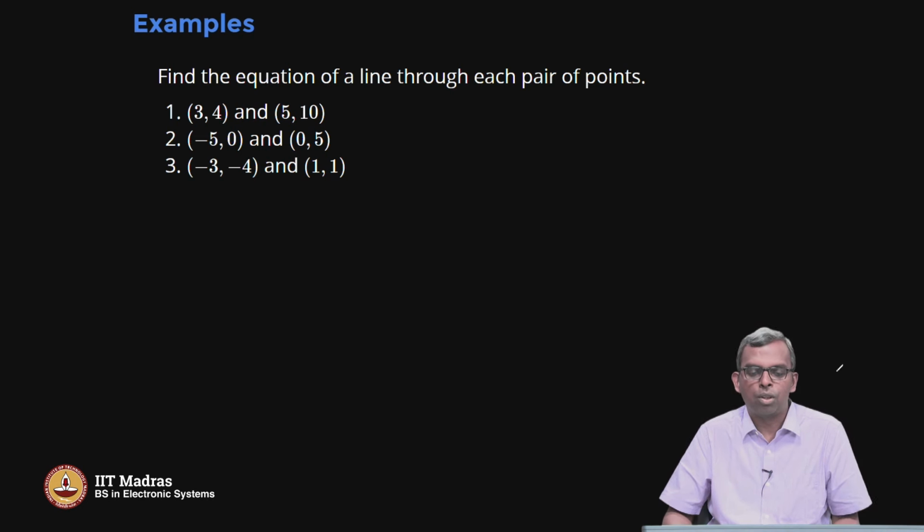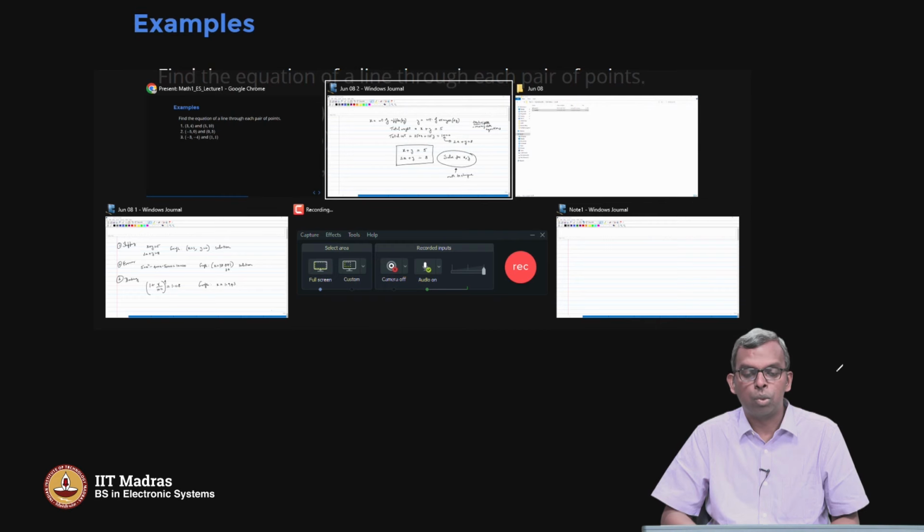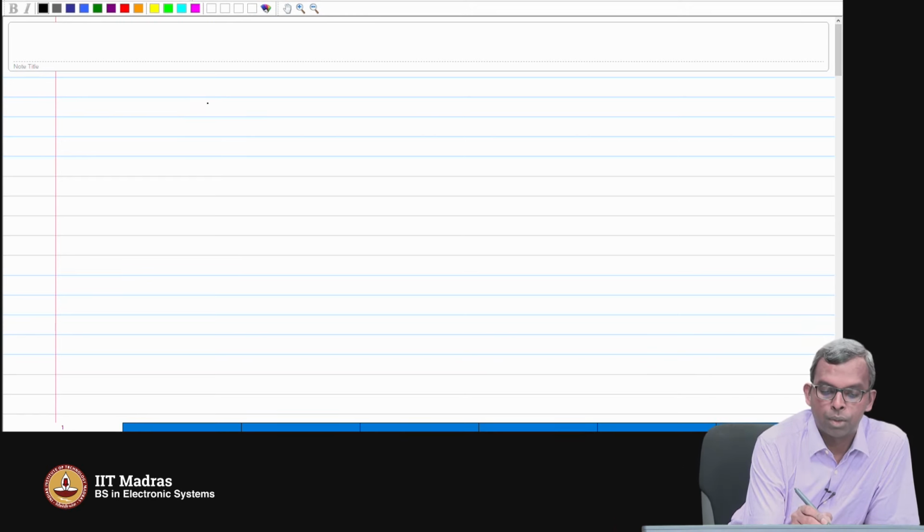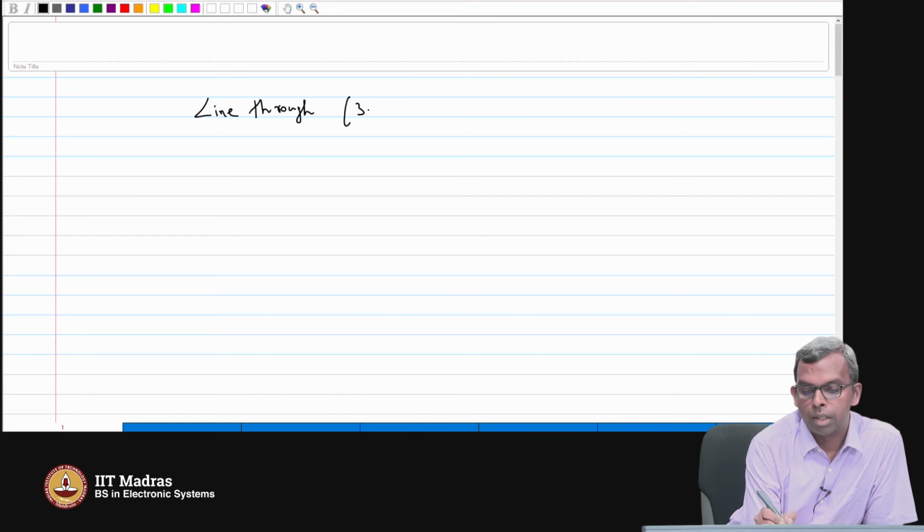I'll just do at least one question in good detail and then you can see how the other things go about. Finding the equation of a line through each of the following pair of points, (3, 4) and (5, 10). It's easy enough to try that. Let's go through and do that. Line through (3, 4) and (5, 10).